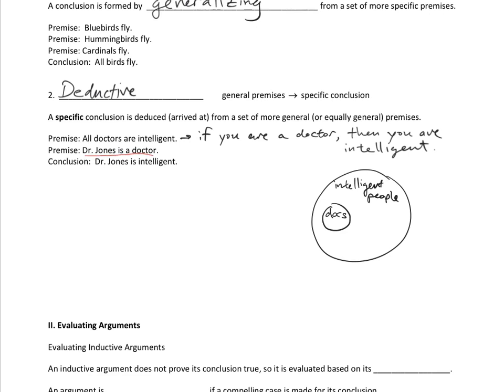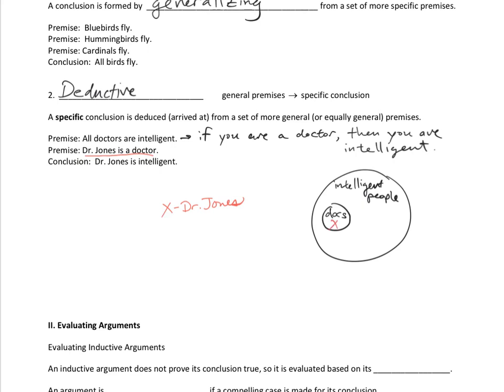Now, we know this one little bit of extra information here. Dr. Jones is a doctor. So what I'm going to do is I'm going to let a little x represent Dr. Jones. Now the question would be is where would that x go in the Venn diagram?